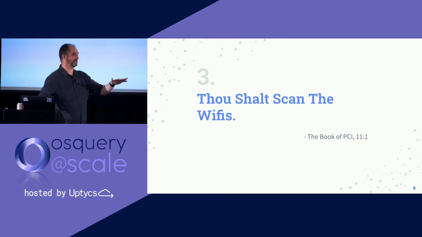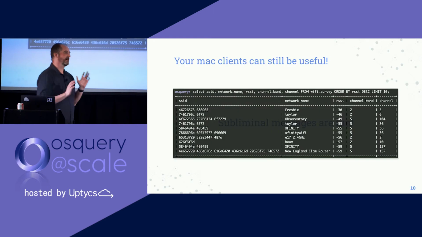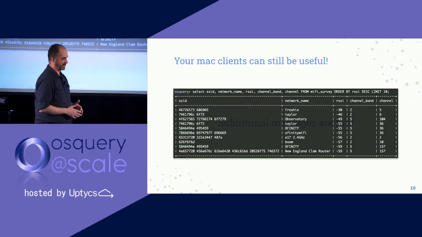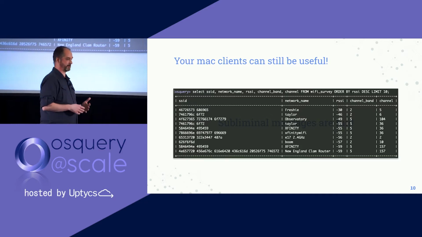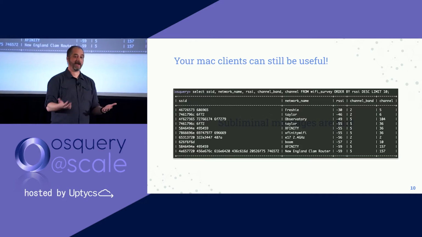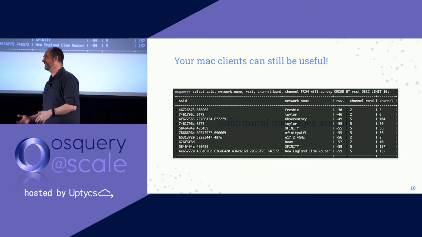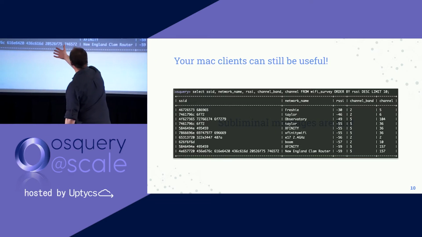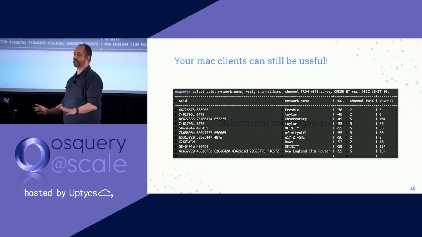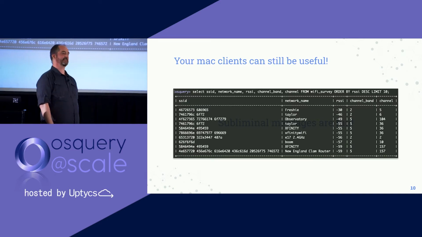All you need is a bunch of Macintoshes in your environment. Because Osquery has the wifi_survey table, which gives you the ability to turn on Wi-Fi survey mode in all your Macs. This gives you the ability to scan pretty much anywhere in your organization, all for your Wi-Fis, all from the comfort of your desk.